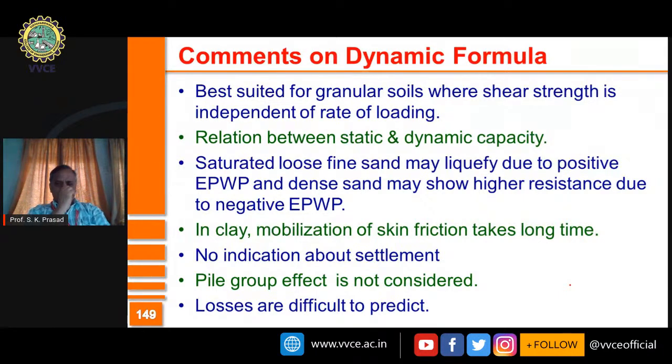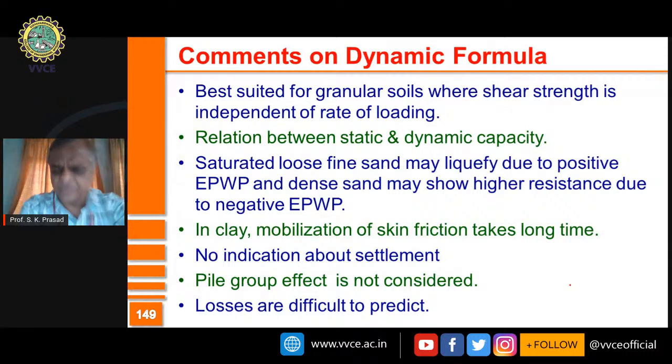And in clay, mobilization of skin friction takes a long time. So you try to do the test while driving, but capacity will increase with increase in the time. So it is always contradicting, because driving is done for maximum few hours. Therefore, the shear mobilization may not have happened by then.